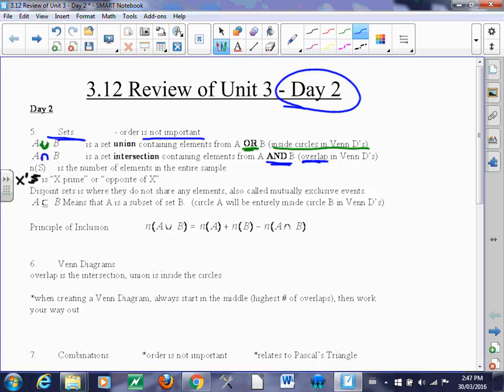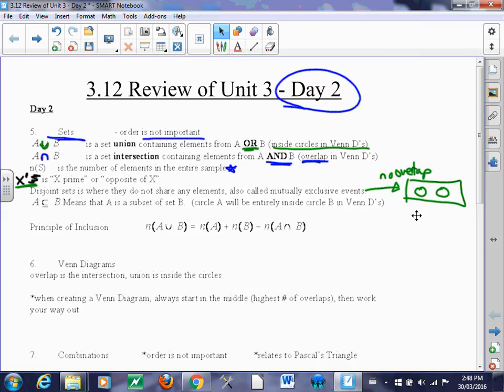The next one is the number in the sample, which is the number of elements in the entire sample. We've done that. Don't forget to list that on a tree diagram as well. The next we took a look at the opposite of X, which is X prime, which is written right here. Remember, disjoint sets are where they do not share any elements, also called mutually exclusive events. We'll be dealing more with that later on, as well as when you draw your Venn diagram, there's no overlap. No overlap on that.